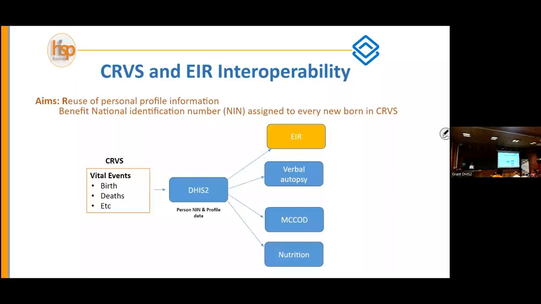To do that interoperability, we thought of a situation whereby data are fetched from the CRVS system and brought to the DHIS instance. But we thought it would be a good idea to have a similar registry in the DHIS, as a staging program, to have a quick check to see if all information from the CRVS is transferred from one point to another. So part of the information that we transferred from the CRVS is the person profile data and also the national identification number, which is unique for every newborn in Rwanda.